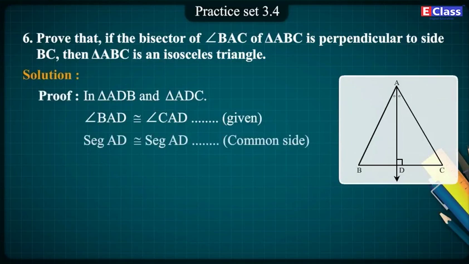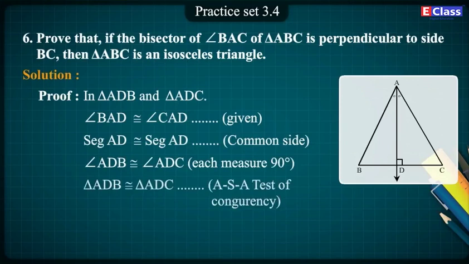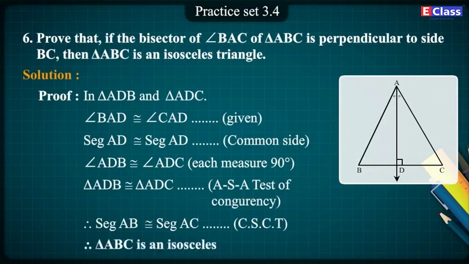Angle ADB is congruent to angle ADC as each measures 90 degrees. Triangle ADB is congruent to triangle ADC by ASA test of congruency. Therefore, segment AB is congruent to segment AC by CSCT. Therefore, triangle ABC is an isosceles triangle.